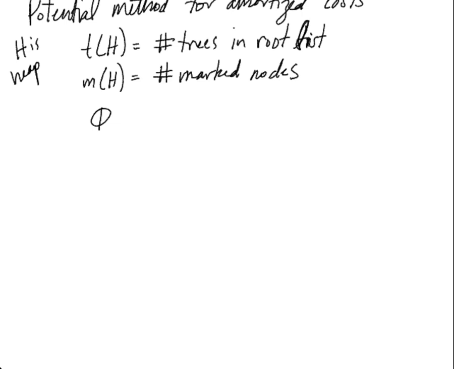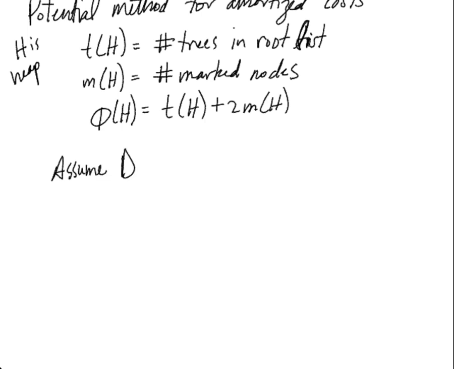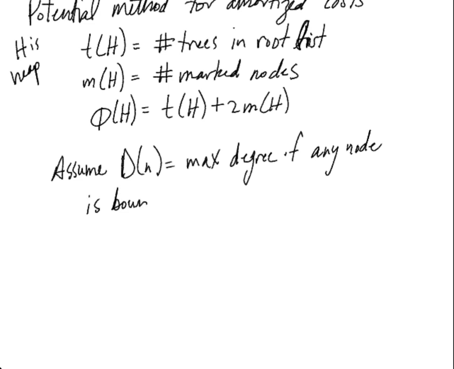And the potential function we're going to use is the number of trees in the root list plus 2 times the number of marked nodes. And as I said, we're not going to get deeply into marked nodes, but we need to be aware of that for our potential method analysis. Okay, and we're also going to assume that D of n, which is the max degree of any node, so the maximum number of children any node is going to have, is bounded in an n node heap. It turns out that it's bounded by log n, but for right now, we're just going to assume that it's bounded. So that's an introduction to Fibonacci heaps.